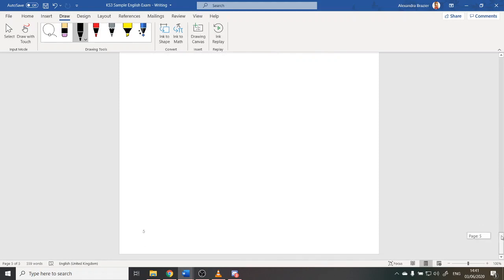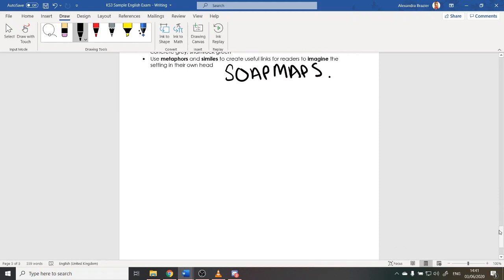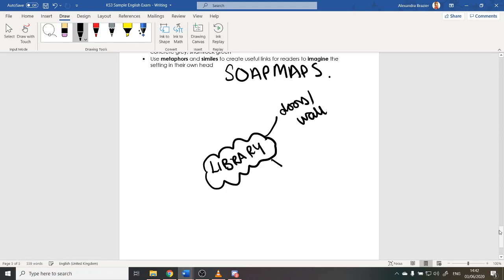Now with this one, for planning, I would say the best plan would be a mind map. So for thinking, for me, a place where I feel I belong, I might put a library, of course. And then I'm going to think about the details of that library. So it could be things like the doors and the walls, but also what about the lighting? What about the senses and the smells? So I might think about not only the smells, but the sounds. Don't think the tastes, because we don't eat in the library.